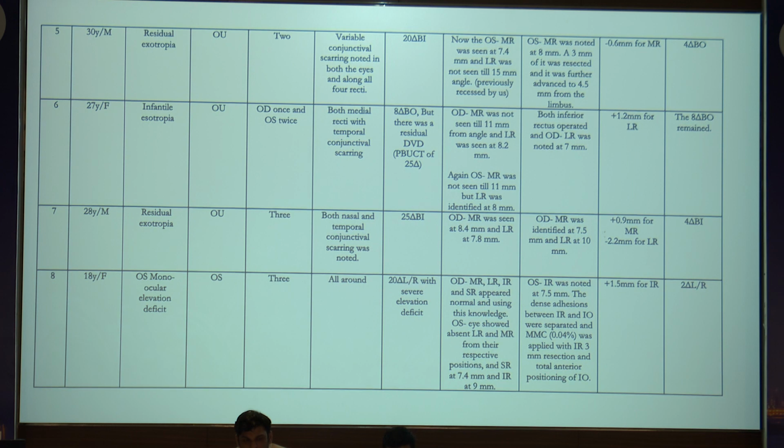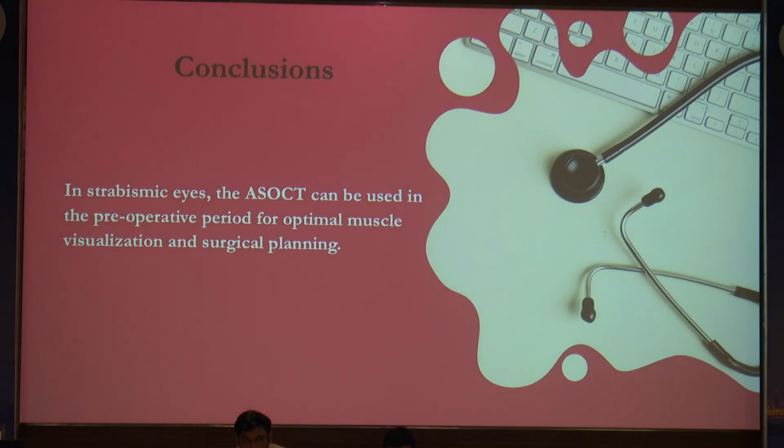So if a young patient is there, healing will be good. Old patient, definitely scar will be there. So what are the deviations? What are the ASOCT findings? And intraoperatively, where I am able to find the muscle insertion, and what was the approximate distance? I felt that within 0.5 to 2 millimeter, I can predict the muscle insertion, right?